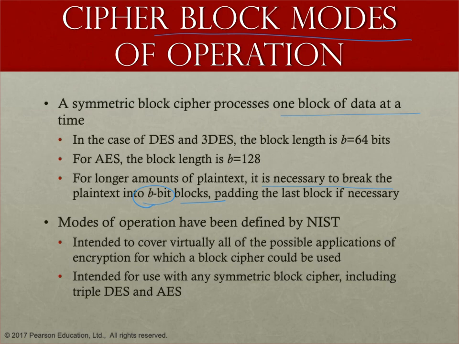This is called cipher feedback mode. We'll take the plain text and we'll take only part of it, not all of it, and we'll see why. Modes of operation have been defined by NIST, intended to cover virtually all possible applications of encryption, and intended for use with symmetric block ciphers. So they don't work on stream ciphers, including DES, triple DES, AES, anything.